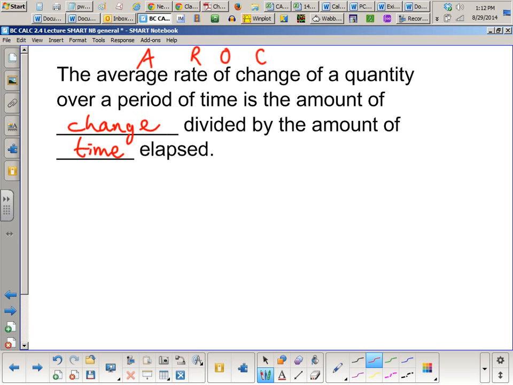AROC is the average rate of change, is the amount of change divided by the amount of time elapsed. Everyone got that sentence? We'll move on.